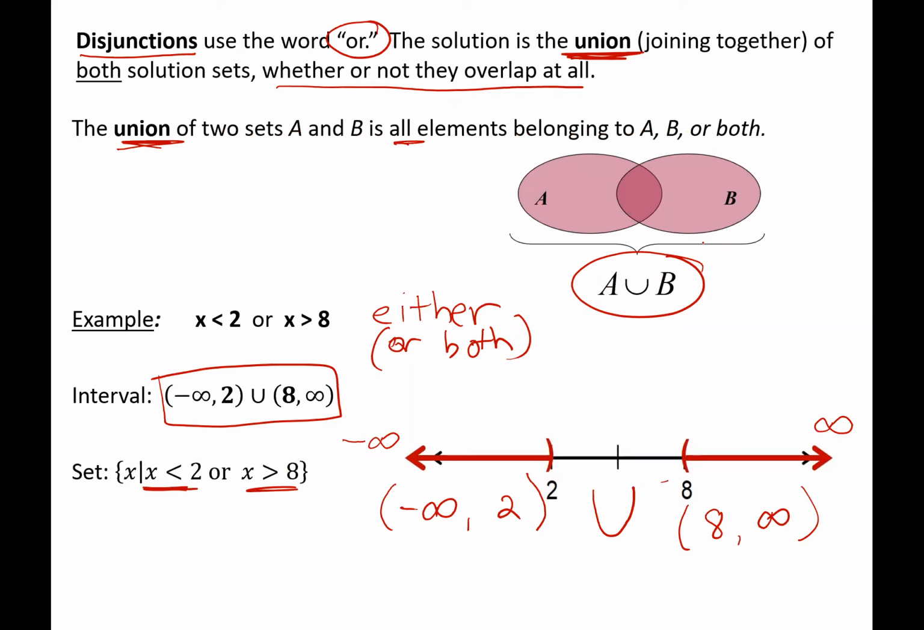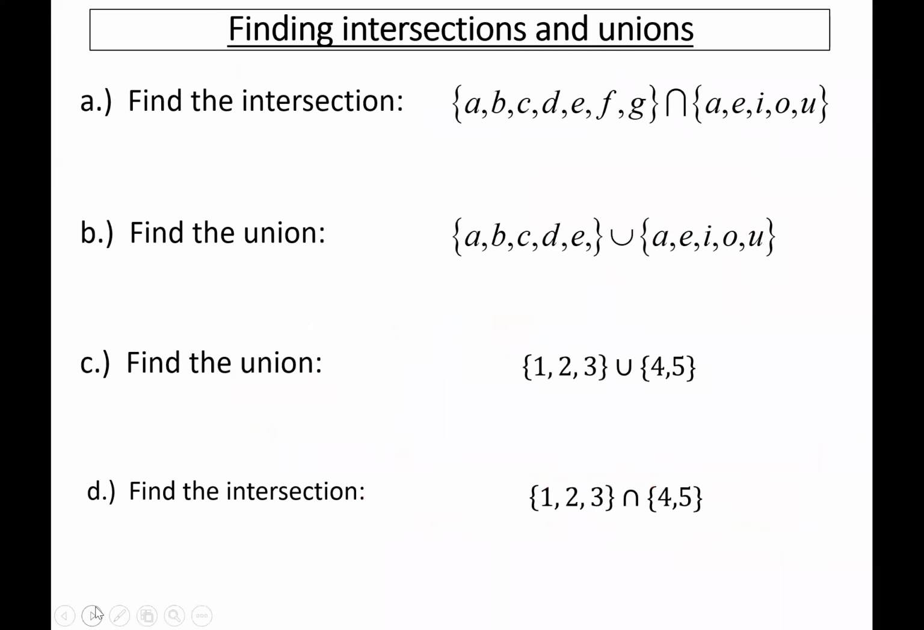Okay, so everything in set A along with everything in set B, including any overlap that they may or may not have. Okay, good. All right, so speaking of intersections and unions, here's some kind of different questions that we're gonna do pretty quickly, where we're practicing understanding the idea of what is an intersection and what is a union.